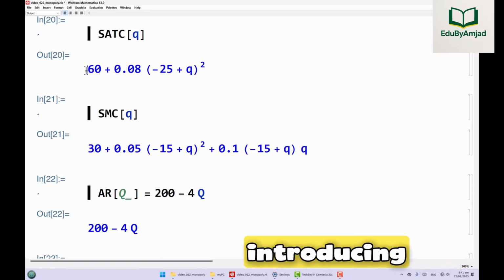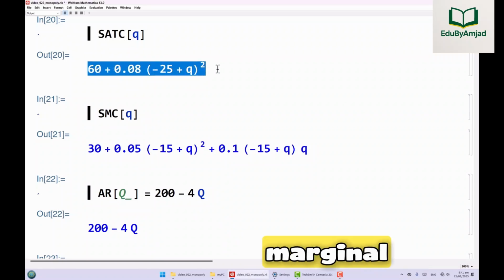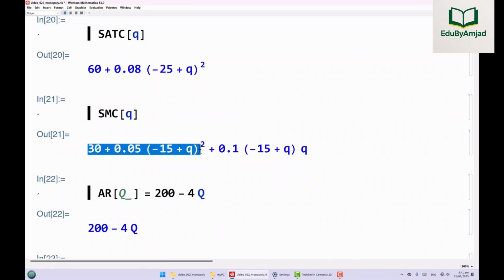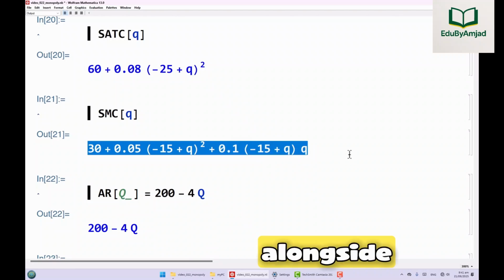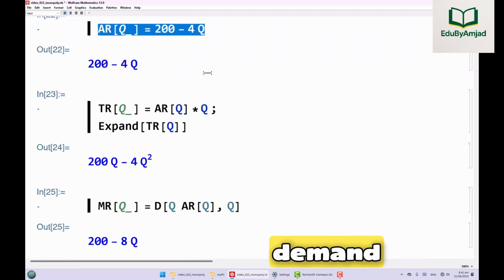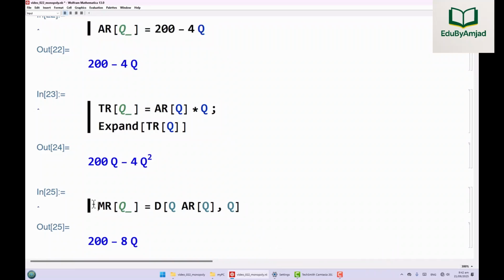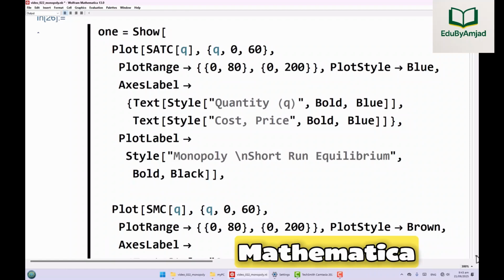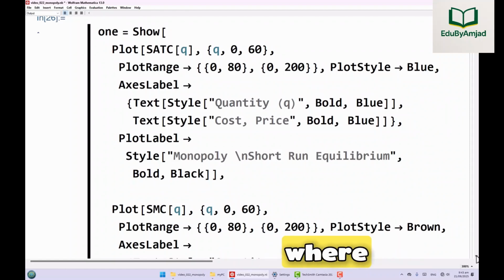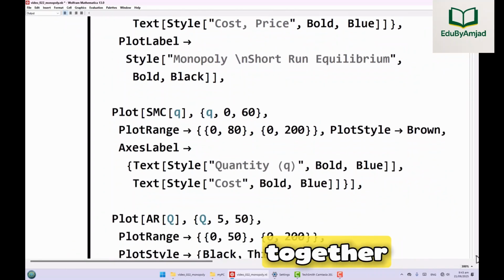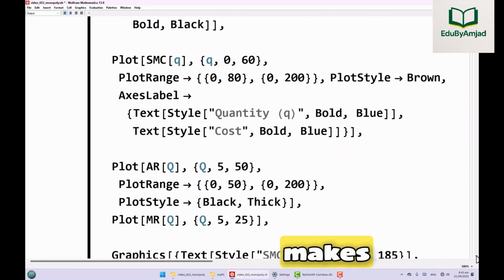We'll start by introducing the average total cost and marginal cost functions. Alongside these, we also have the demand and marginal revenue curves. Using Mathematica, this code generates the diagram, where you can see all four curves together, helping us visualize how the monopolist makes decisions.